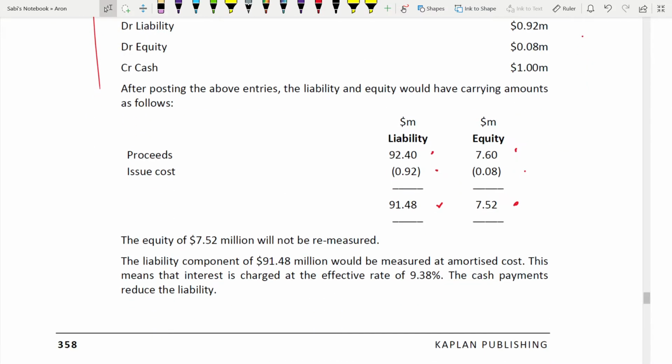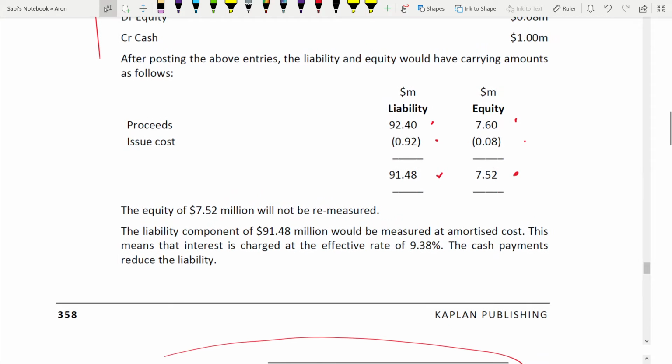So equity. I will come to the marks later, but first we'll go through this. Remember, what is the equity now? This carrying amount. Equity will not be remeasured. Equity is not remeasured. It is only the liability that is remeasured. And liability is 91.48. This would be measured at amortized cost.